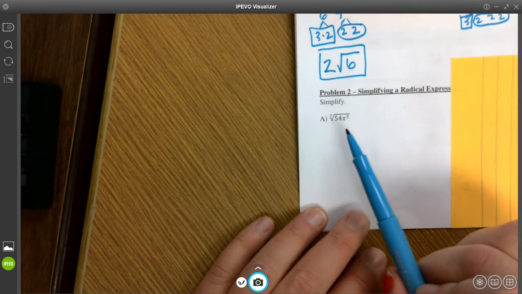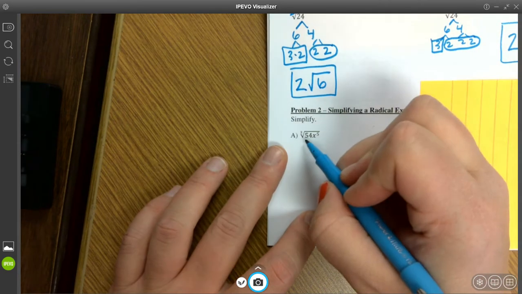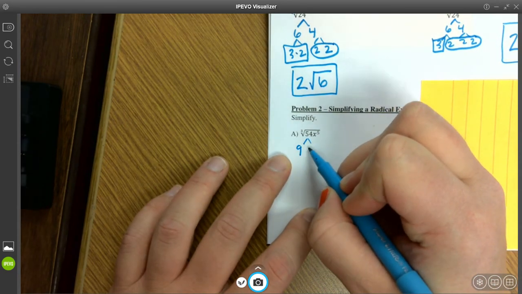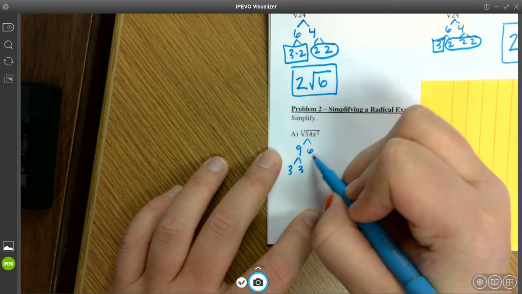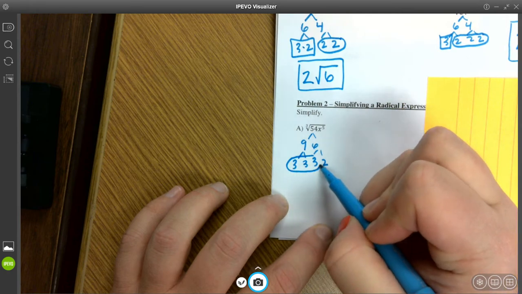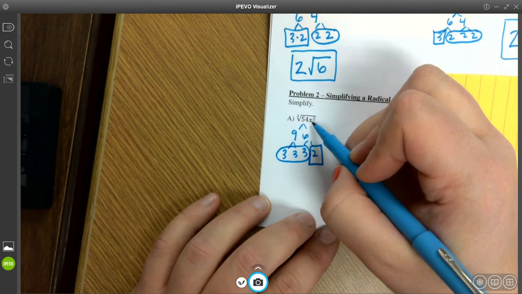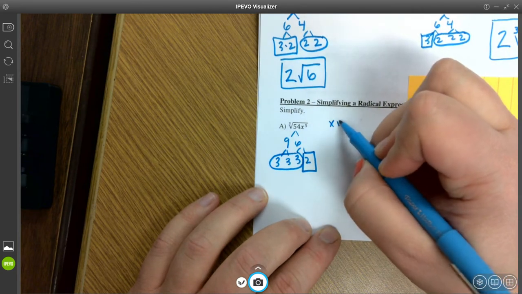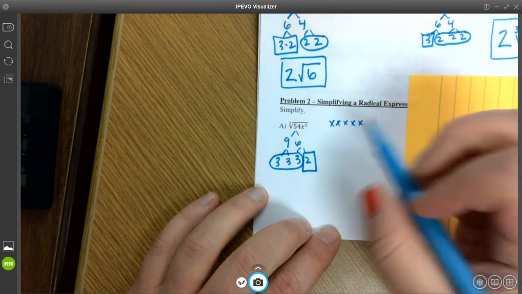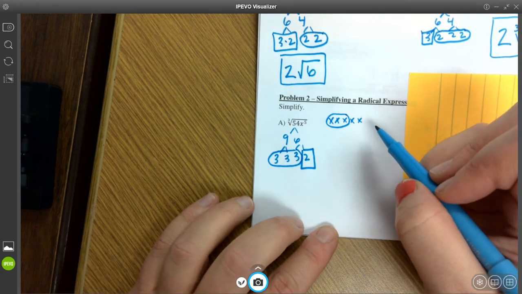So what if we have something kind of larger like this? Okay, so I'm looking for groups of 3. So I have 54, 9 times 6, 3 times 3, 3 times 2. So here's my group of 3. This is what is left over. Groups of 3. So if I were to write this out the long way, there's one group of 3 here, and then there's 2 left over.